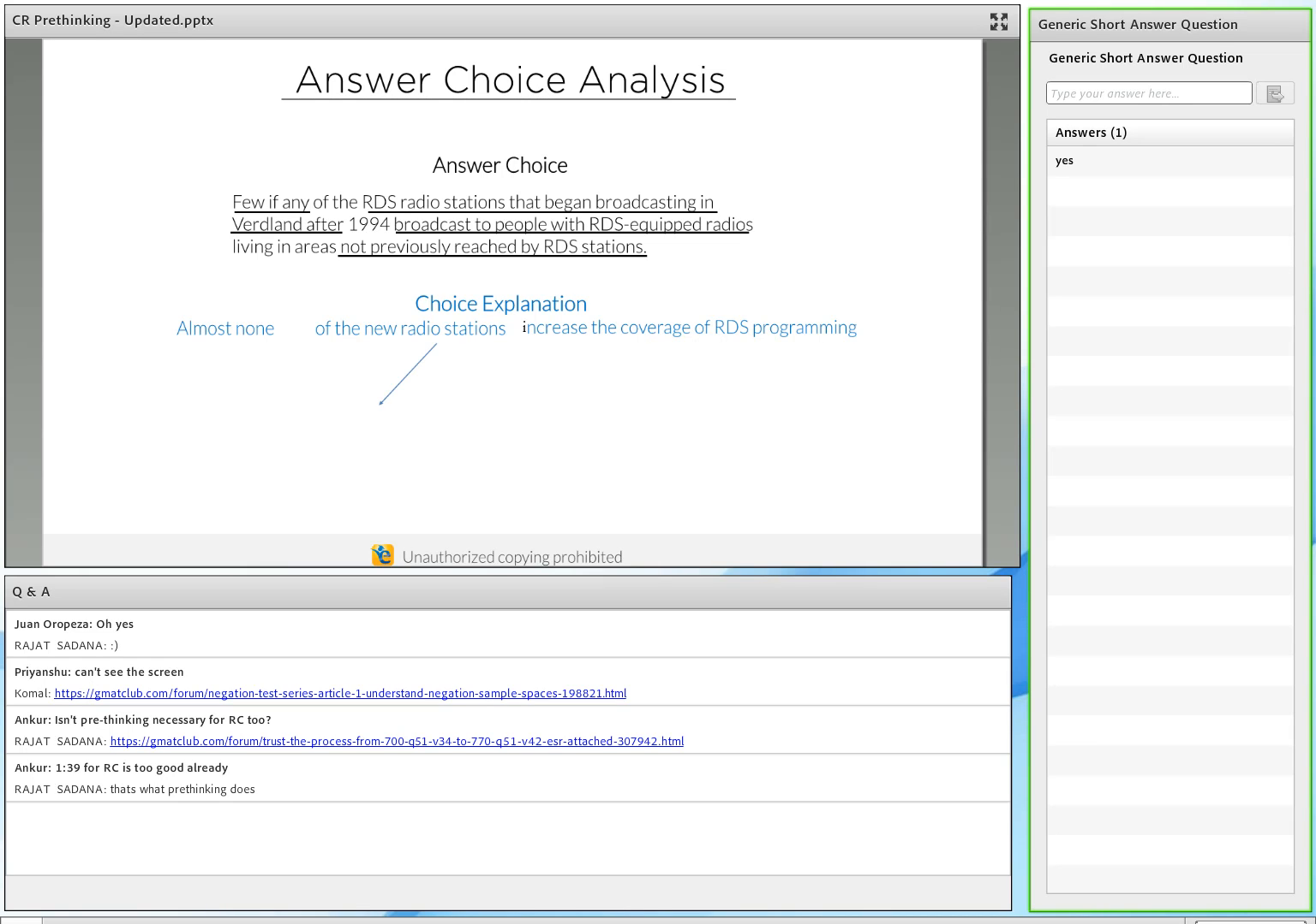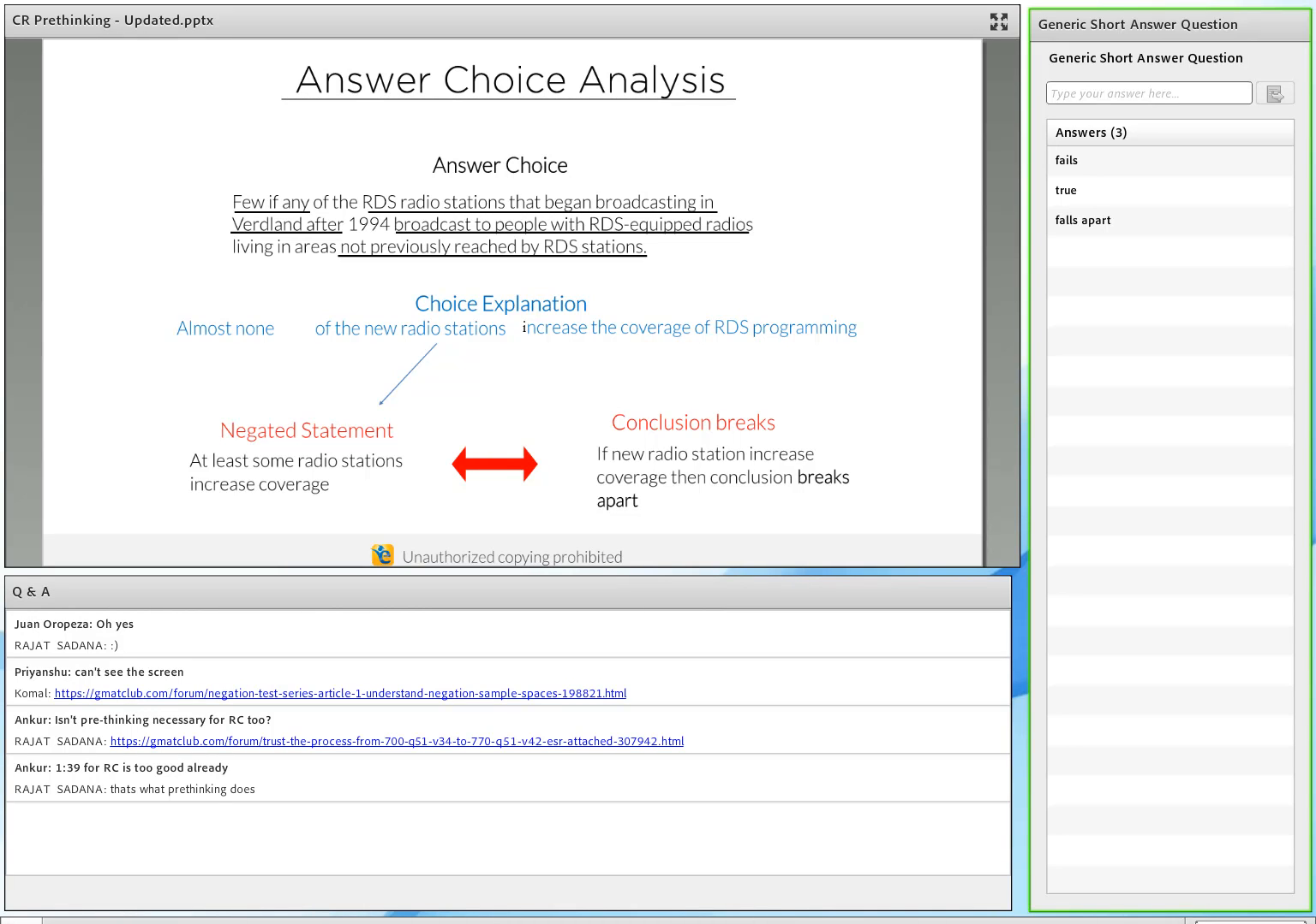Okay, let's apply the negation test to this guy over here. If you negate this answer choice, it says at least some of the radio stations increase coverage. Now, what happens if at least some of the radio stations increase coverage? What happens to our conclusion? It falls apart. Conclusion breaks. I'm going to give you 20 seconds with this slide so that you guys can read this, make sure you get it. Then I'm going to move to choice B, choice C, choice D. We're going to address each and every choice here so that you know when you make a mistake, why you make a mistake.